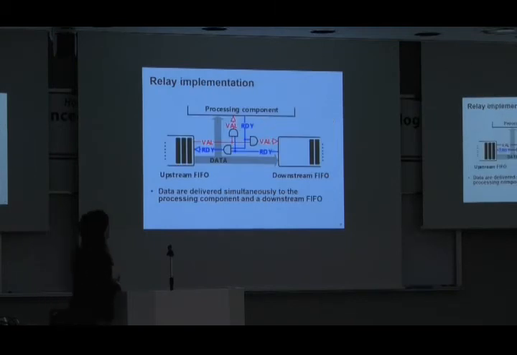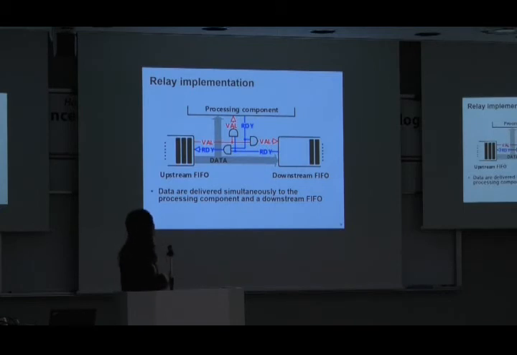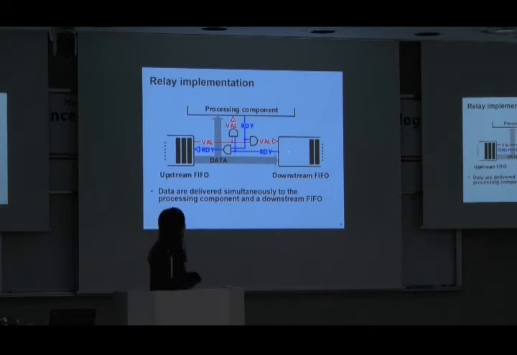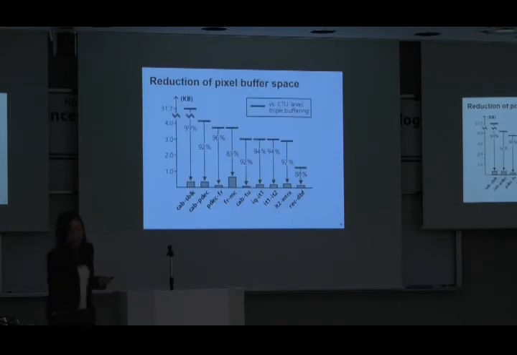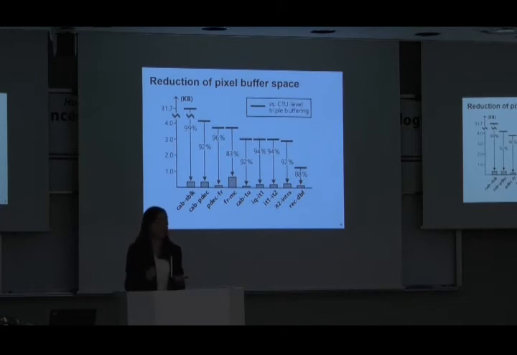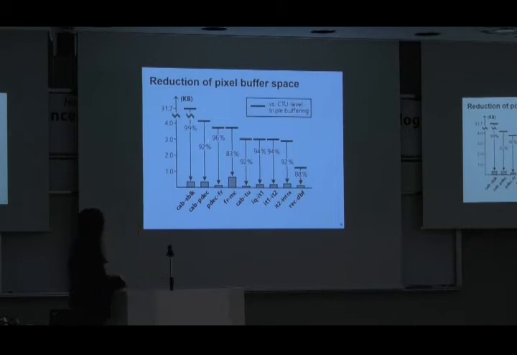For this kind of relay network, this FIFO has three sets of control signals. One is for the downstream FIFO, another one is for the processing component, and also the result from these two to the FIFO itself. And here shows the result. When we use this relay-based FIFO to store the parameters, we can reduce a lot. This means the FIFO between these two components can be reduced by 99%.